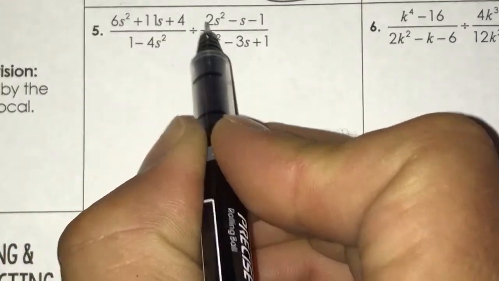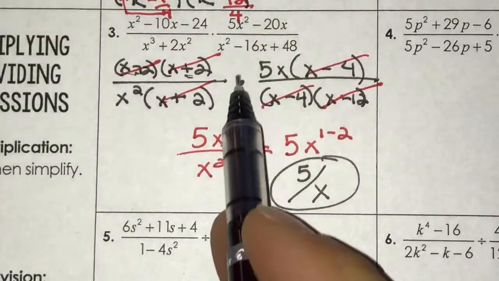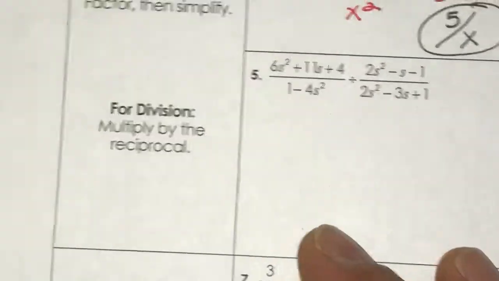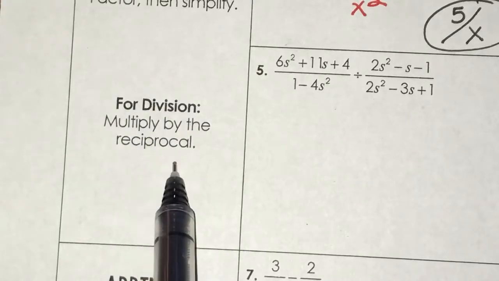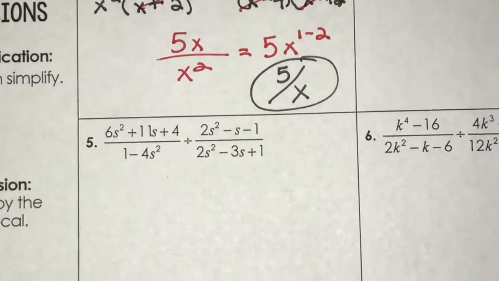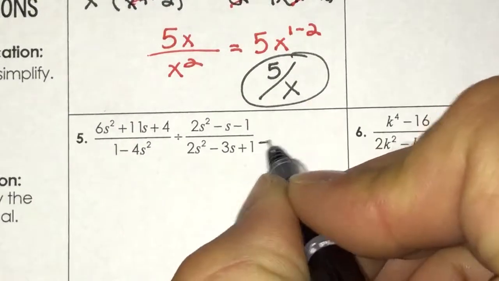And notice this is division. The only difference between a multiplication problem and a division problem, and it says right here, multiply by the reciprocal. So that means just flip it over. Flip the second fraction over. Okay.